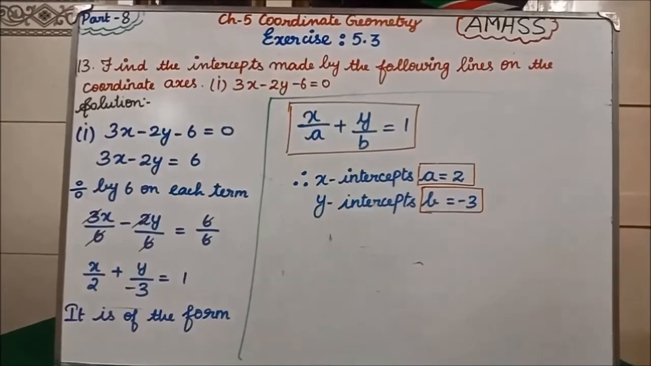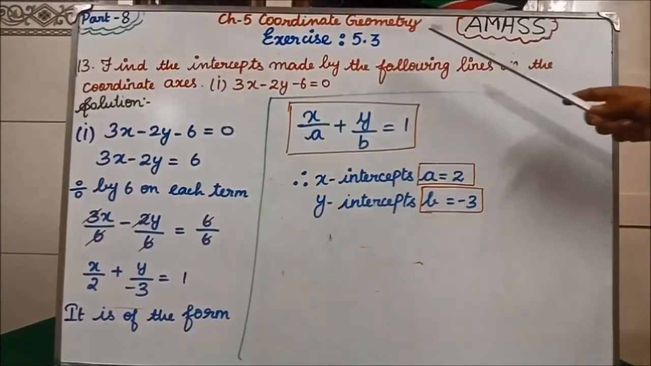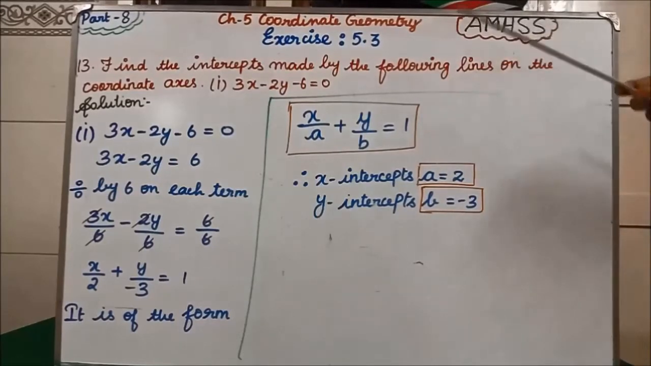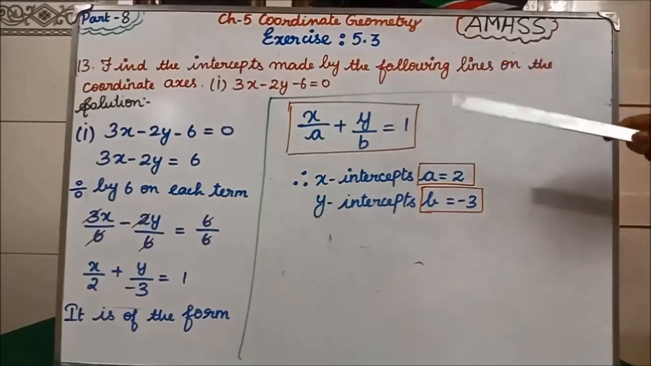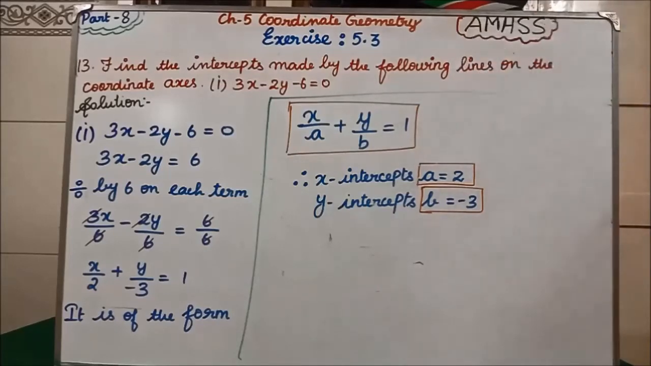Now in exercise 5.3, the next problem is the 13th question. Find the intercepts made by the following lines on the coordinate axis. So the first subdivision question is 3x minus 2y minus 6 equal to 0. Students, in the 13th question you have two subdivisions. The method I am doing for the first subdivision, the same method you are going to do for the second subdivision as homework.